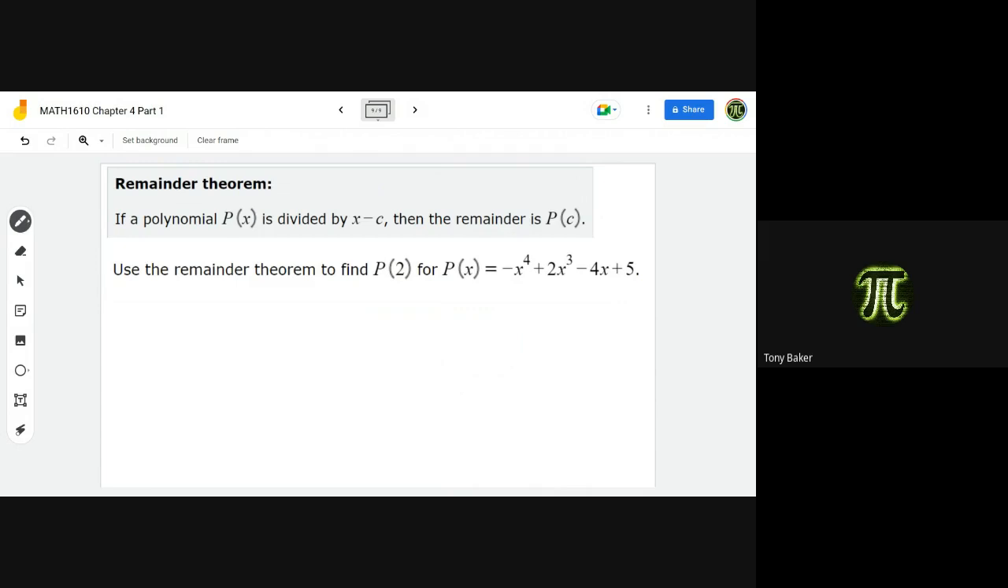So they want to find P of 2. So if I did P of 2 is negative 2 to the 4th plus 2 times 2 to the 3rd minus 4 times 2 plus 5, right? So I get negative 16 plus 16 minus 8 plus 5, which ends up giving me negative 50.